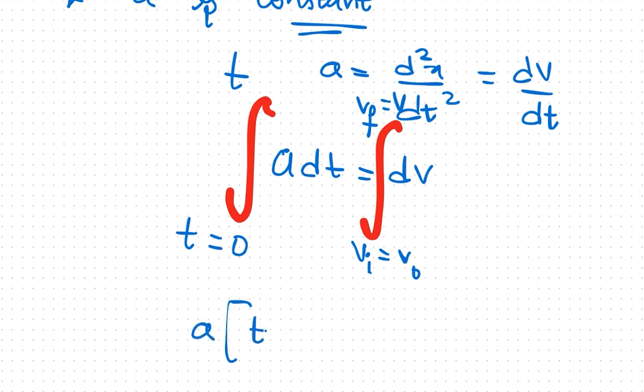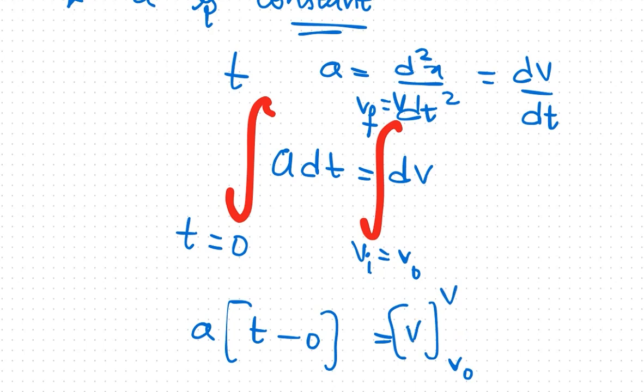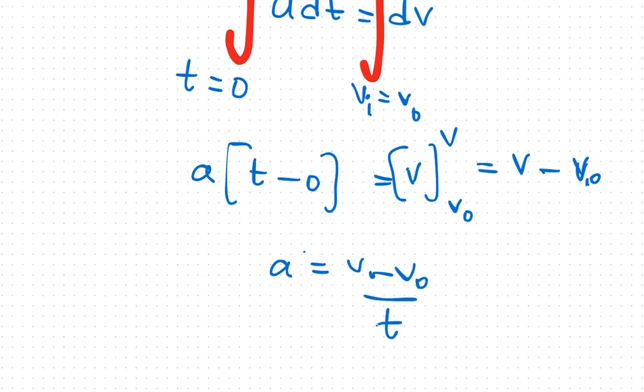So a into t minus 0 should be equal to what? On this side, just v. So the v limits are v naught to v, right? So put v first and then v naught next. So v minus v naught. So at is equal to v minus v naught. A is equal to v minus v naught upon t.